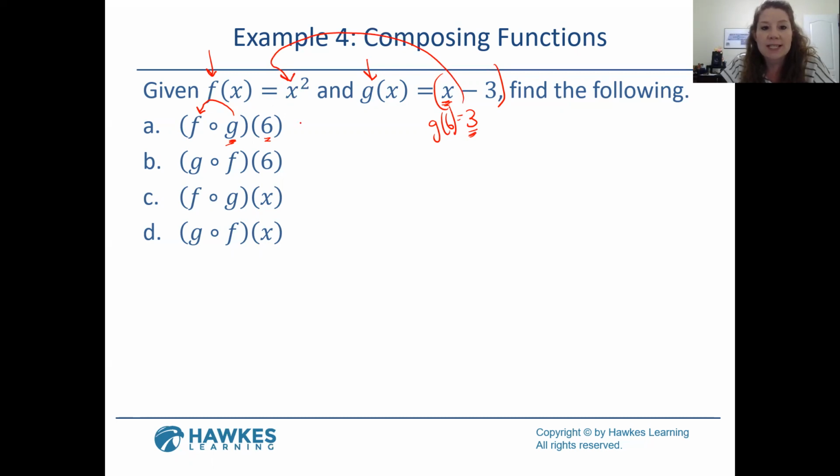So 3 squared is 9. So our answer is 9. All right, let's try another one. Let me erase all this stuff.